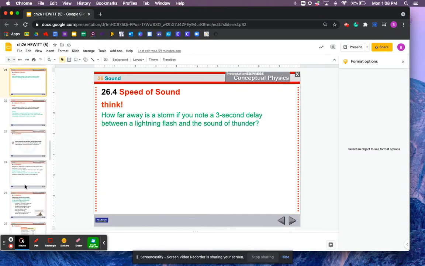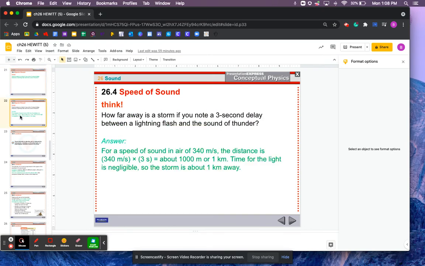Now I want you to think: how far away is the storm if you know there is a 3-second delay between a lightning flash and the sound of thunder? Hopefully, you should know that the speed of sound in air, not at 0 degrees Celsius but at room temperature, is about 340 meters per second. The delay is 3 seconds, so all you would do is multiply 340 times 3 seconds, and you end up with about 1,000 meters, or 1 kilometer. So for every 3 seconds it takes you to hear the thunder after the lightning, the storm is about 1 kilometer away.